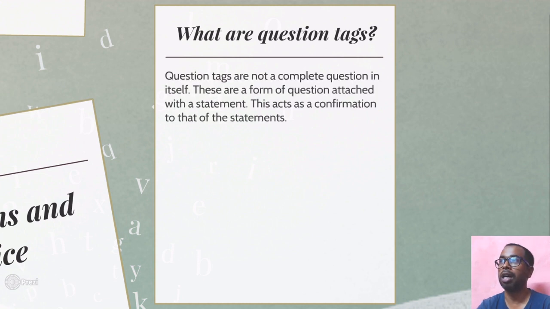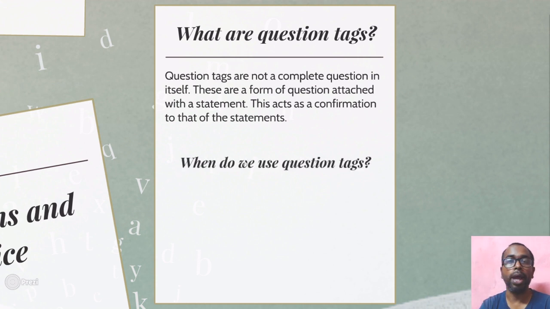So here, what are question tags? I have written some sentences for you to get it very clear. Question tags are not a complete question in itself. They are not complete question. These are a form of question attached with a statement. So there will be a statement part and there will be a question tag part. That means a whole sentence, a whole question, it must have a statement part in the beginning, and then there will be a small question part which is actually the question tag. This acts as a confirmation to that of the statements.